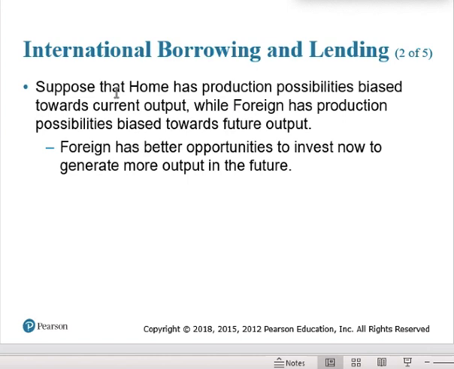Maybe your population is older but still productive, and maybe the foreign country's population is too young to produce. I'm just making it up, but you can consider it in this way, all right? So you are good at producing today, while the foreign country is good at producing in the future. So the foreign country has a better opportunity to invest now to generate more output in the future. Okay.